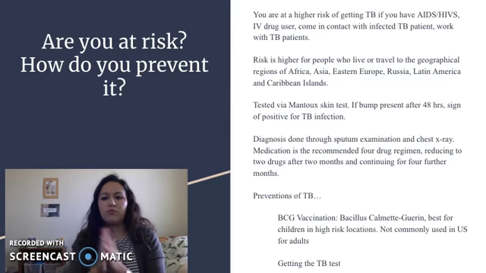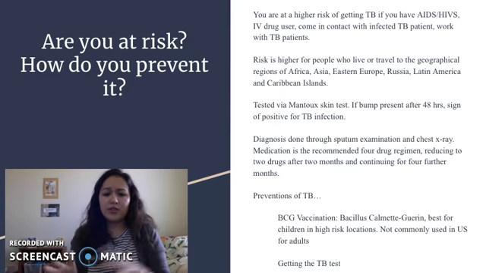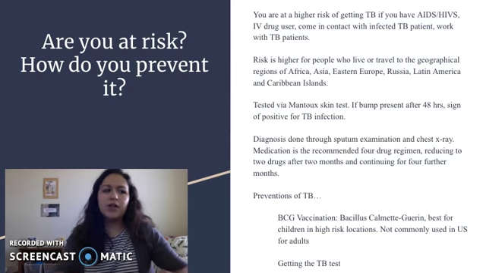So who's at risk of getting it? You're at risk of getting it if you basically have anything that's going to lessen your immune response. So if you have AIDS or HIV, if you use illegal drugs, or if you are around someone who has TB, or if you live with someone who has TB. And the risk is also higher when you're in regions such as Africa, Asia, Eastern Europe, Russia, Latin America, and the Caribbean islands.